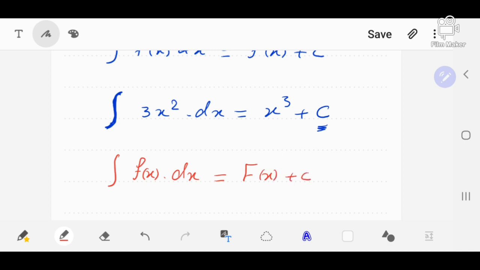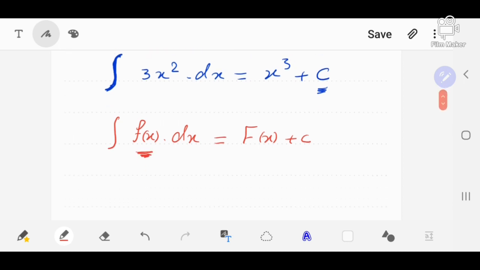Why did I use capital F of x? Because I wrote here f of x, not f prime of x. But what does that mean? This means that the derivative of capital F is equal to what's inside the integration, small f of x.